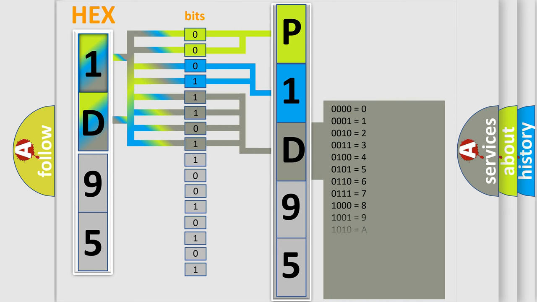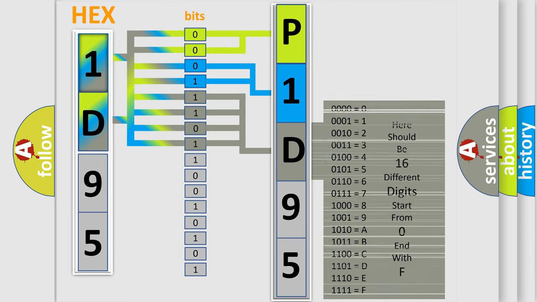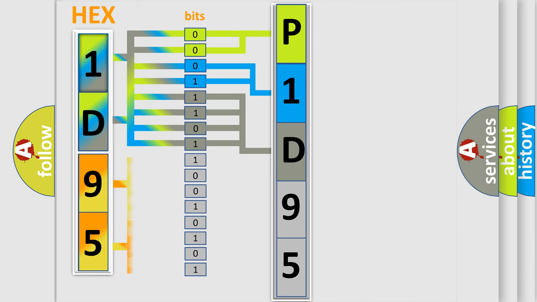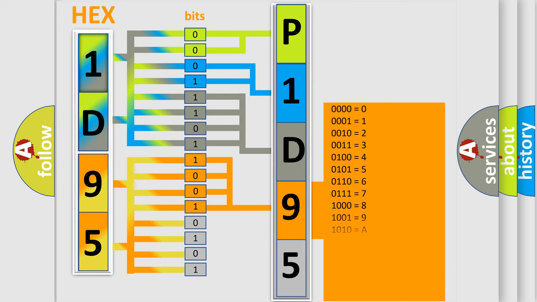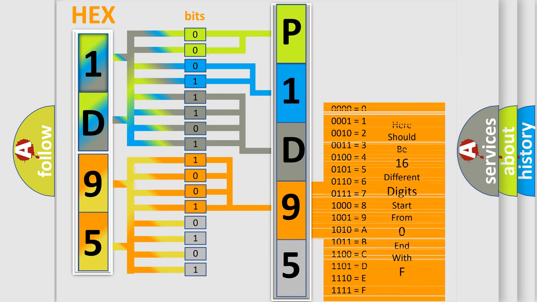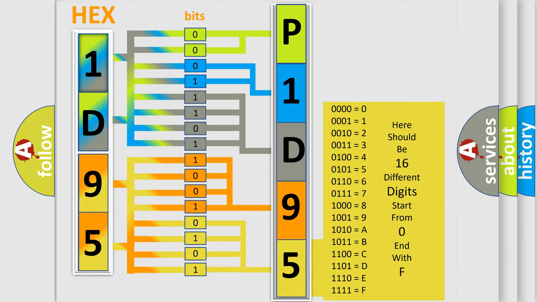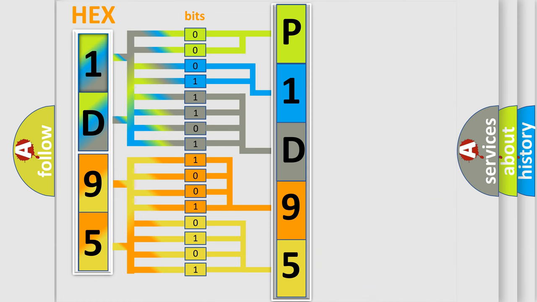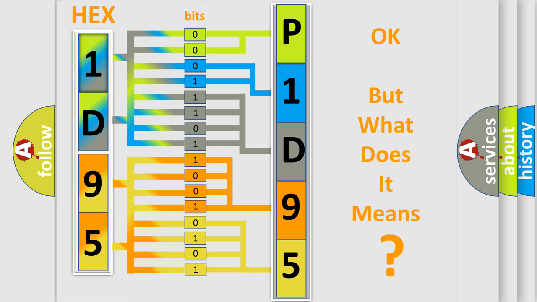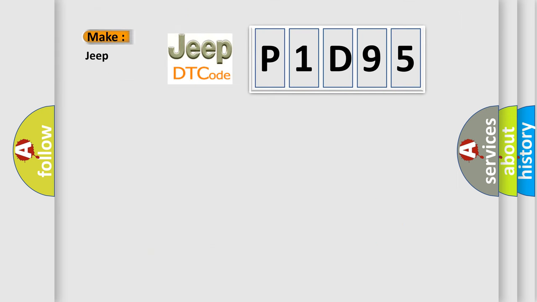The second byte is composed of a combination of 8 bits. The first 4 bits determine the fourth character of the code, and the combination of the last 4 bits defines the fifth character. A single byte conceals 256 possible combinations. We now know in what way the diagnostic tool translates the received information into a more comprehensible format. The number itself does not make sense to us if we cannot assign information about what it actually expresses. So, what does the diagnostic trouble code P1D95 interpret specifically for Jeep car manufacturers?